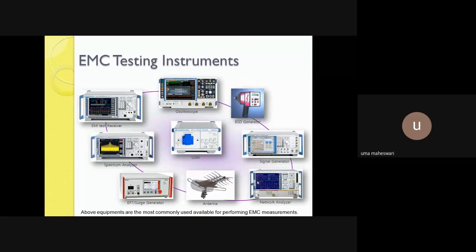These are all the EMI test receivers, oscilloscopes, ESD generator, spectrum analyzer, LISN, signal generator, surge generator, antenna. There are different antennas available for the immunity test purpose, and network analyzer. The above equipment are the most commonly used for performing the EMC measurements.